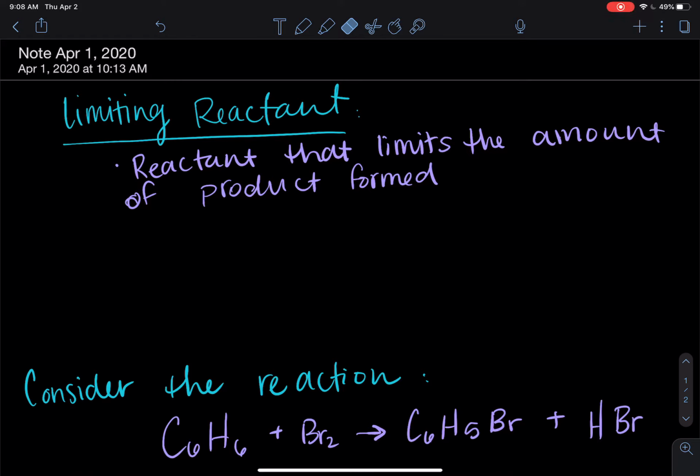Okay, so the next concept that we need to go over is limiting reactant. And so limiting reactant is just what the word says. It's the reactant that limits. So reactant is the substances that go into a reaction.